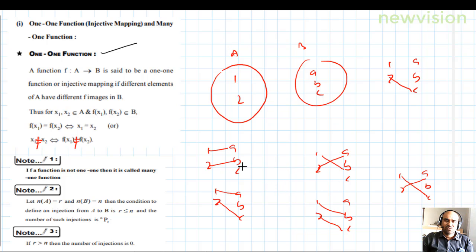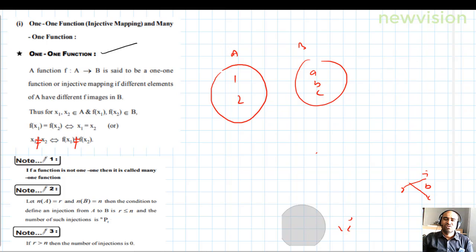2b, 1c, 2b, 1c, not there. That's what I will write. 2b, 1c. Cross check. 2b, 1c. I think not there. 2b, 1c, not there. So this is another one. So 1, 2, 3, 4, 5, 6. There exist 6 one-one functions from set A to set B.